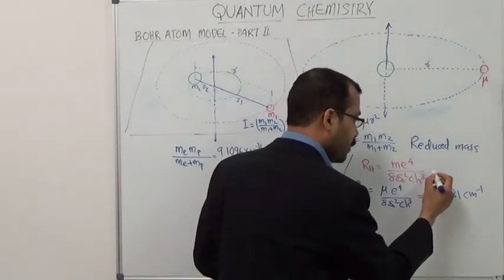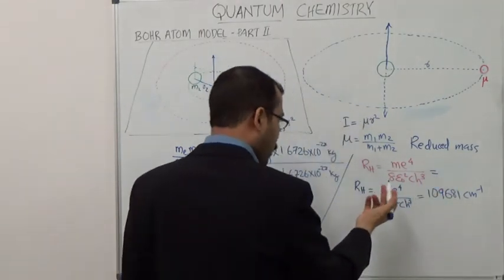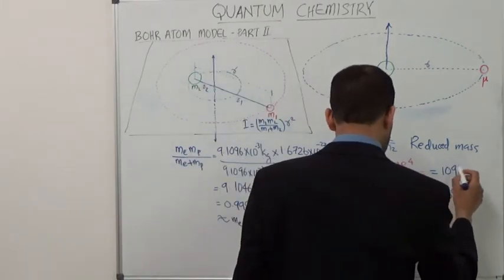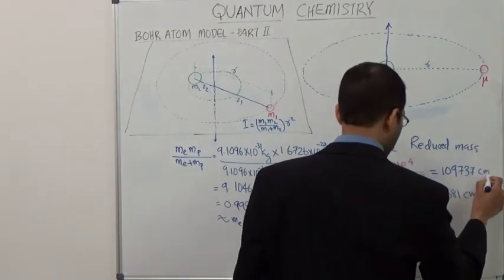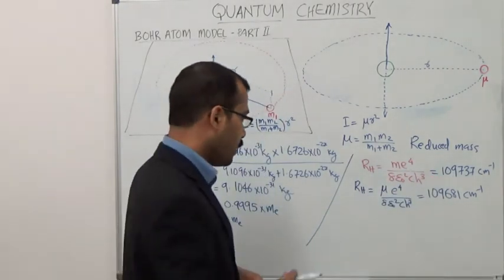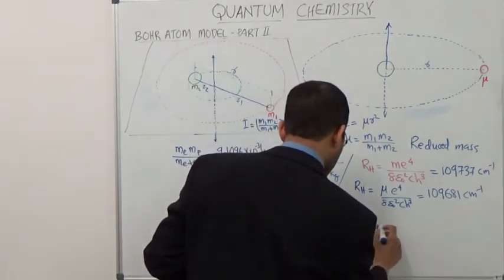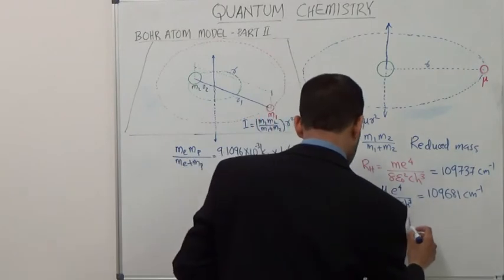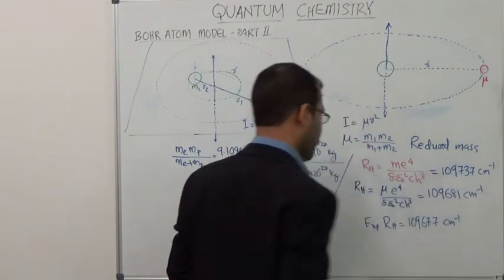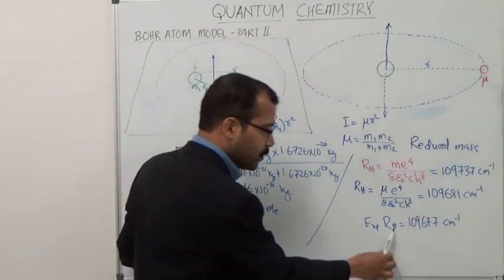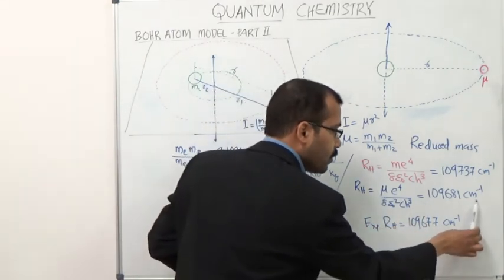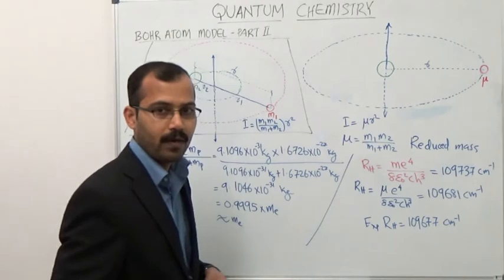And we know that the value of the Rydberg constant calculated from the simple Bohr model using the mass of the electron alone was 109,737 centimeter inverse. This was the value calculated from the simple Bohr model. And we know that the experimental value of Rydberg constant is 109,677 centimeter inverse. Now let's compare these values. This is experimental value, based on the simple Bohr model, value based on the reduced mass concept in Bohr model.